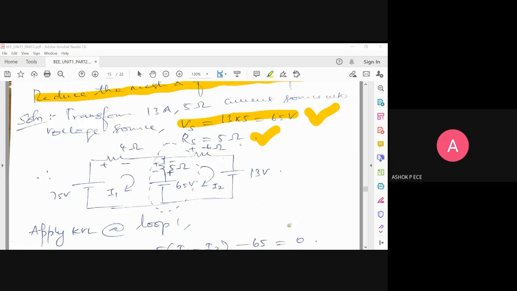Actually, how many voltage sources do you have in loop one? You have two, sir: 75 ohm and 65 ohm. Yes, we have two battery sources. So from 65 current will flow this way, correct? From 75 current will flow this way. So what is the effective direction of current?